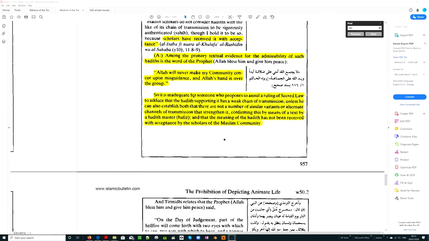So it is inadequate for someone who proposes to annul a ruling of sacred law to adduce that the hadith supporting it has a weak chain of transmission, unless he can also establish both that there are not a number of similar variants or alternate channels of transmission that strengthen it, confirming this by means of a text by a hadith master, hafiz, and that the meaning of the hadith has not been received with acceptance by the scholars of the Muslim community. I hope that makes this very clear.